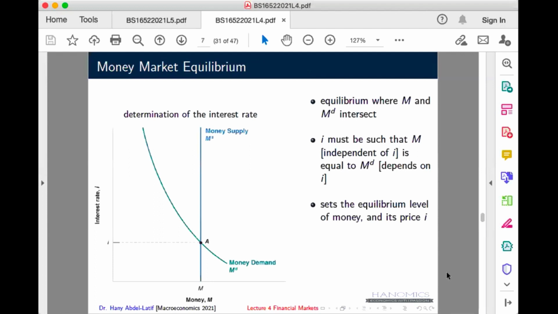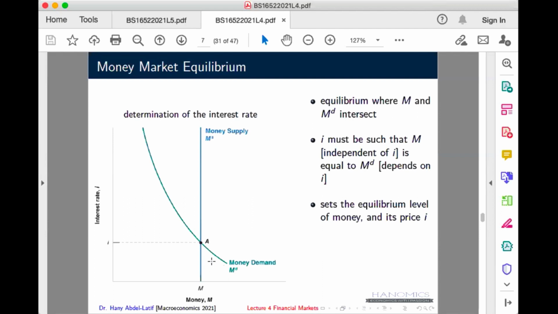When we bring these two curves together, the money demand, which is the normal downward sloping demand curve, the standard one, and the money supply, which is a vertical line, we explain why we treat that as a vertical line. As we said in this graph, we assume money supply is given to us because it's determined outside, by the central bank.